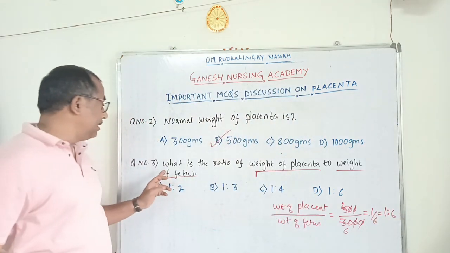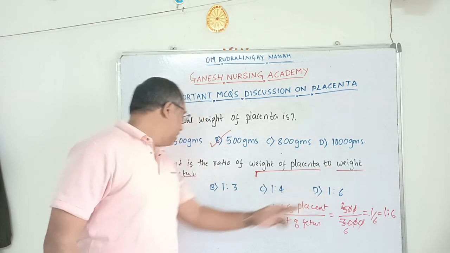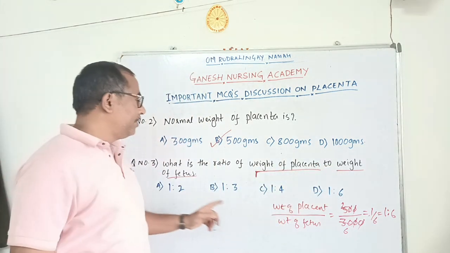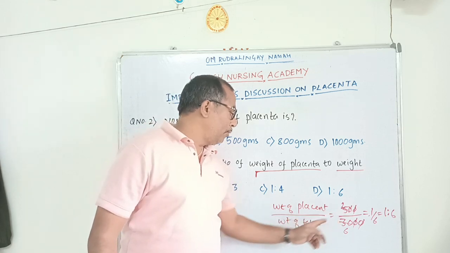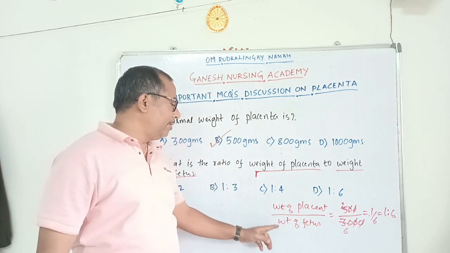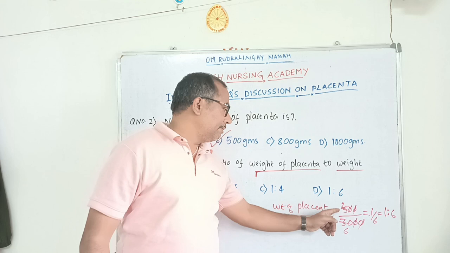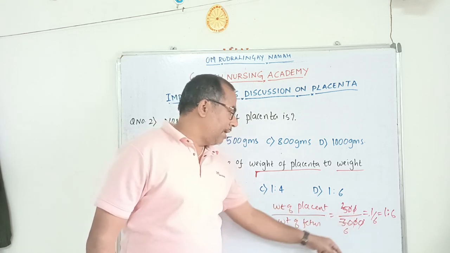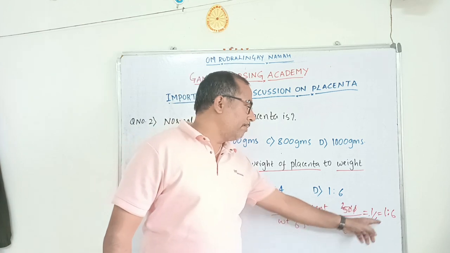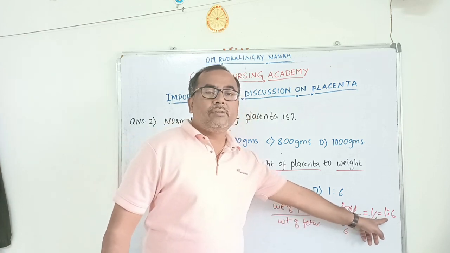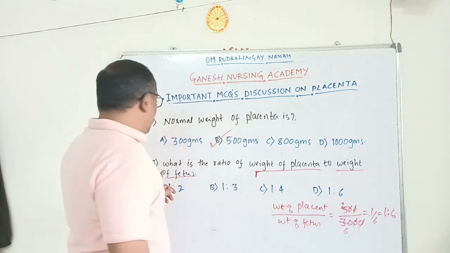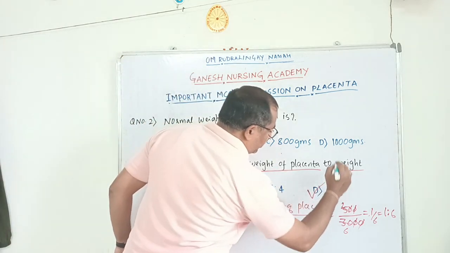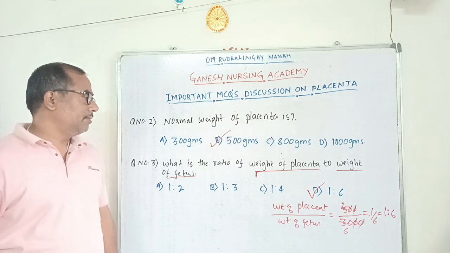So the ratio of the weight of the placenta to the weight of the fetus is calculated as weight of placenta divided by weight of the fetus. The weight of the placenta is 500 grams and the weight of the fetus is 3000 grams. When you calculate it, it will come to 1/6, that is 1:6. So the ratio is option D, 1:6, the correct option here.